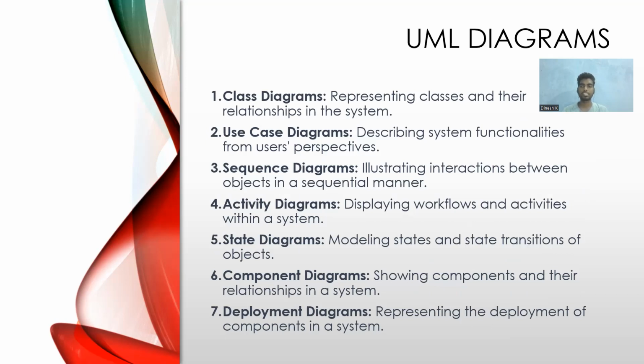Class diagram: representing classes and their relationships in the system. Use case diagrams: describing system functionalities from users' perspectives. Sequence diagram: illustrating interactions between objects in a sequential manner. Activity diagram: displaying workflows and activities within a system.